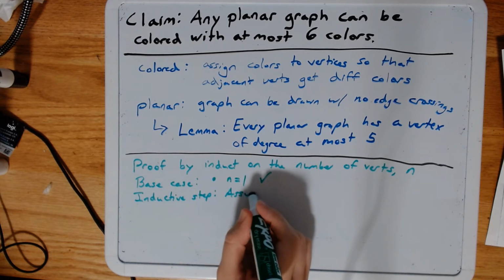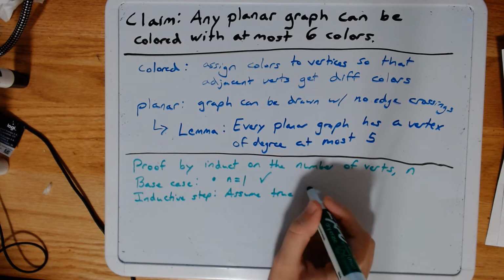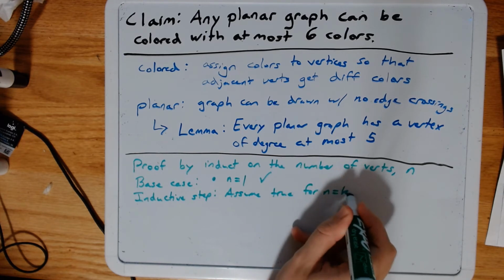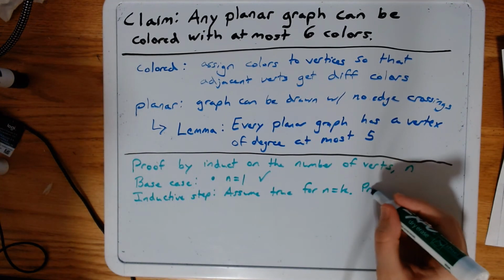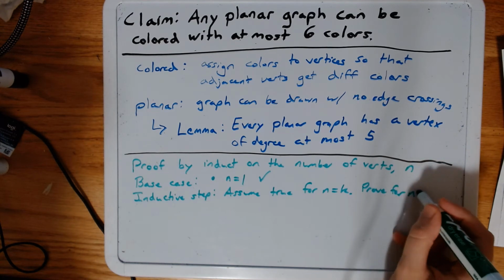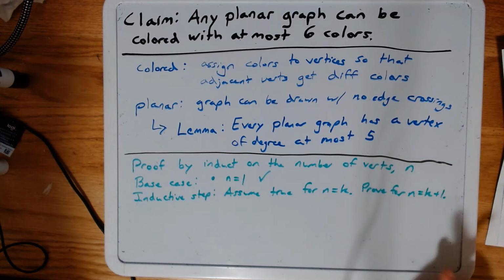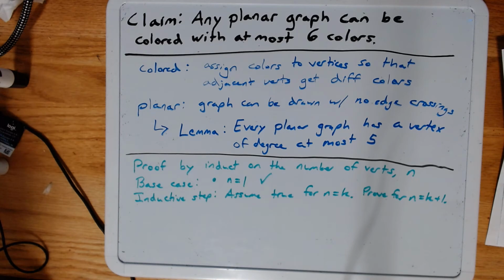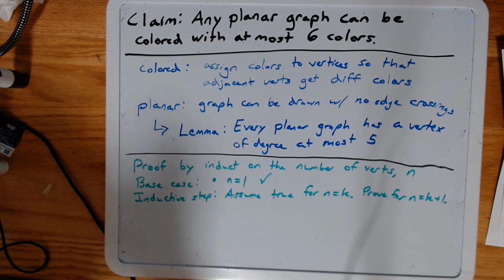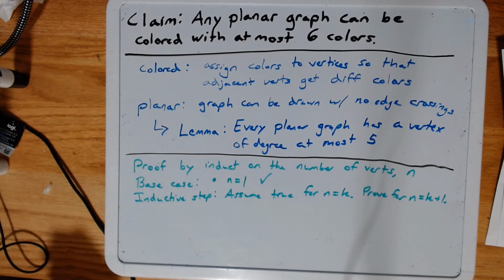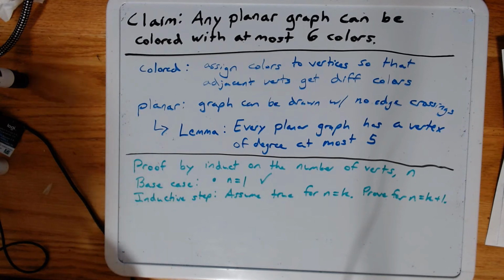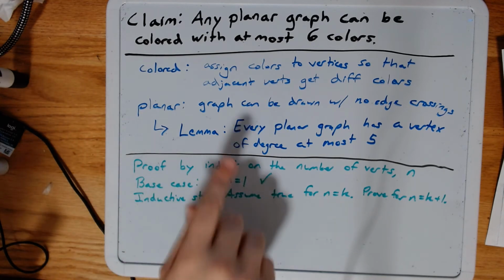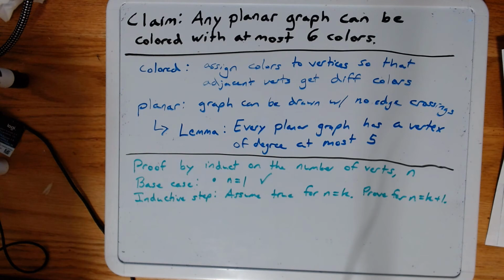Okay, so now inductive step. We'll assume it's true for n equal to some k, and then we want to prove it's true for n equal to k plus 1. Okay, so here's another key thing about planar graphs, right? If planar graphs are a graph that can be drawn with no edge crossings, then if we remove a vertex and all its attached edges, we're definitely still left with a planar graph.